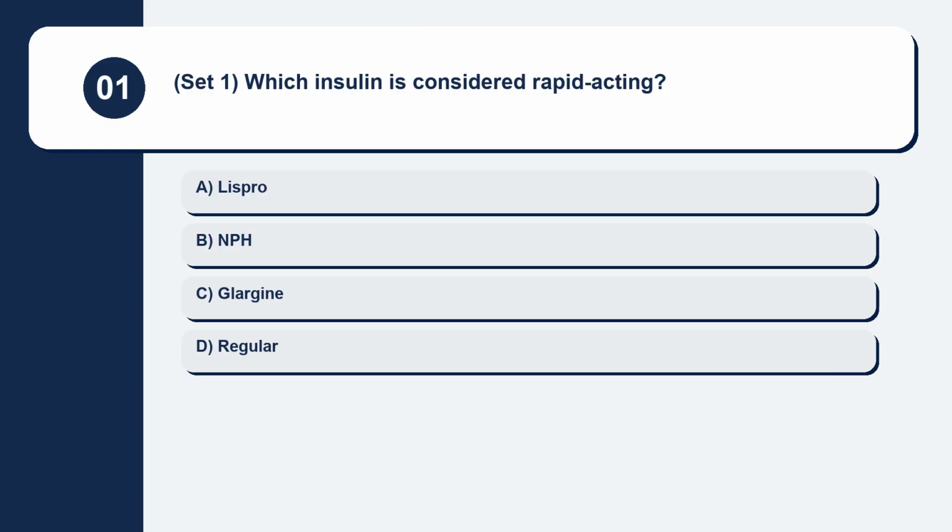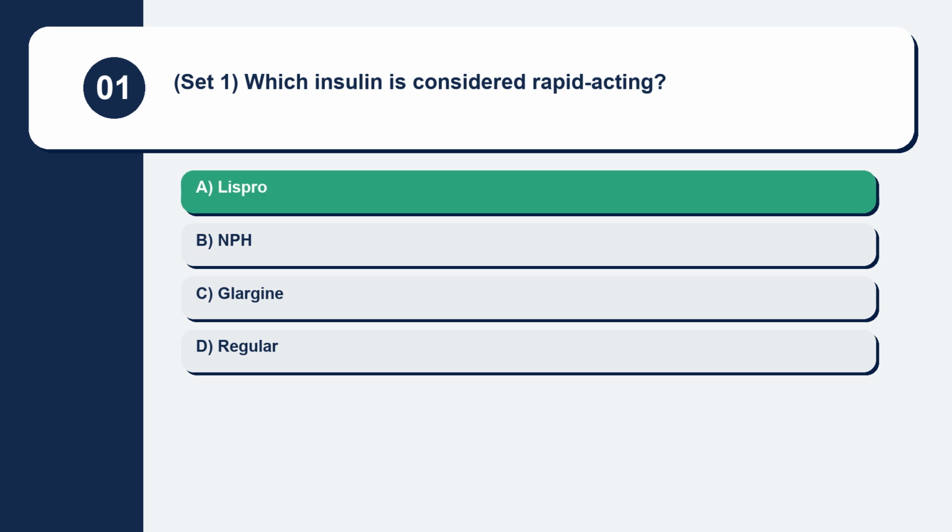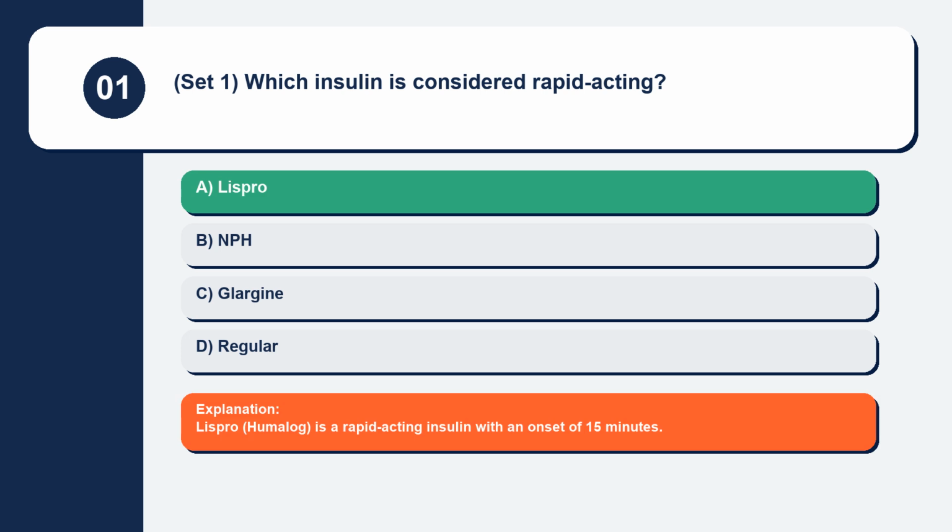Question 1, Set 1. Which insulin is considered rapid-acting? Lispro, NPH, Glargine, regular. Lispro, Humalog, is a rapid-acting insulin with an onset of 15 minutes.